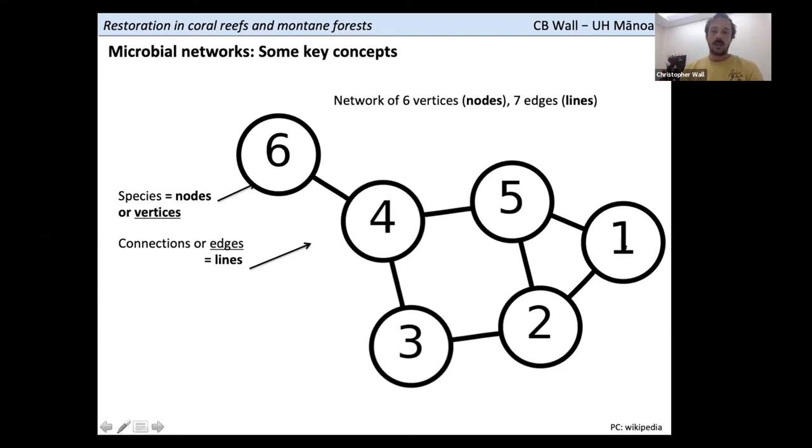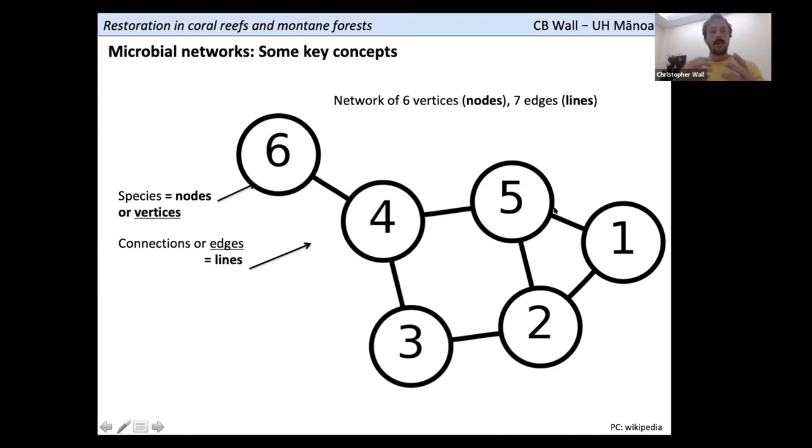So in this modified, really simple network, these are all species, or they could be individuals if you're Facebook, and these are all connected in some way by these lines. These edges that connect the network can tell us, for example, that different species are connected in different ways to one another. This number six over here is not connected very well, but numbers one, five and two are highly connected.